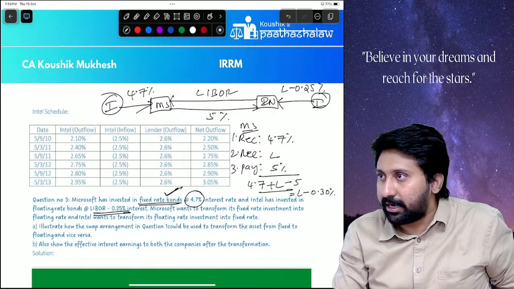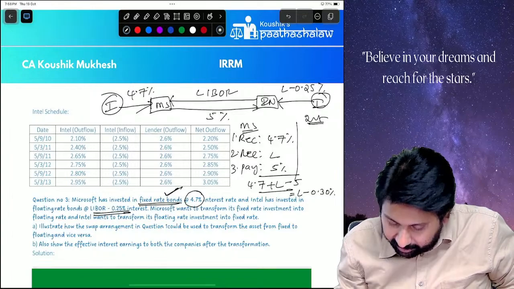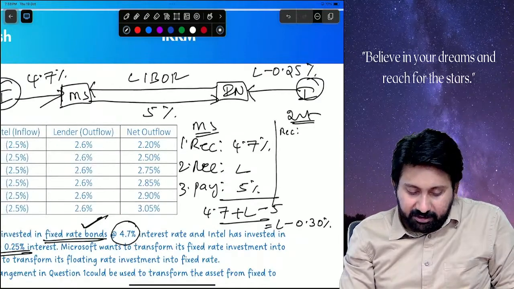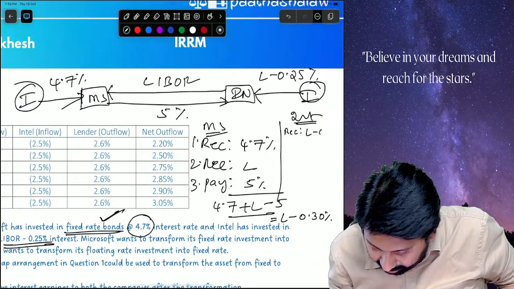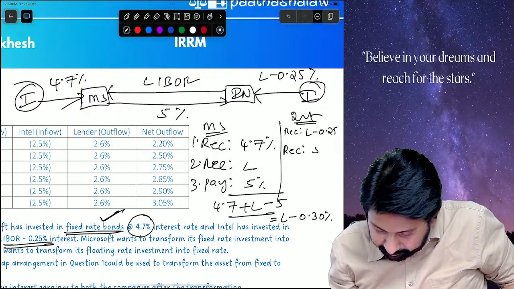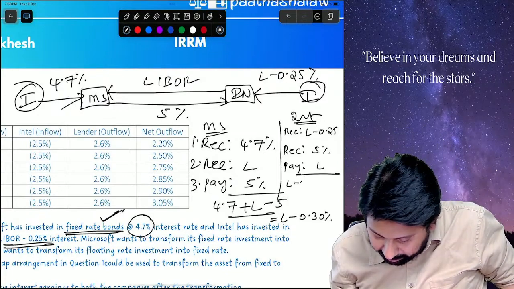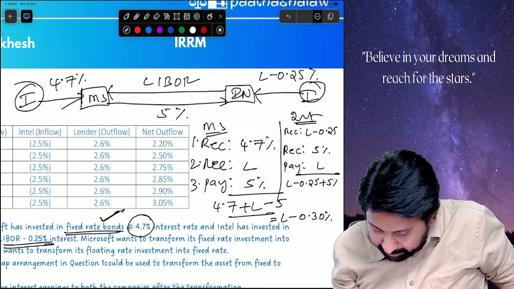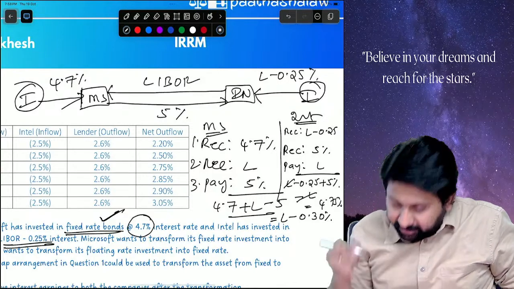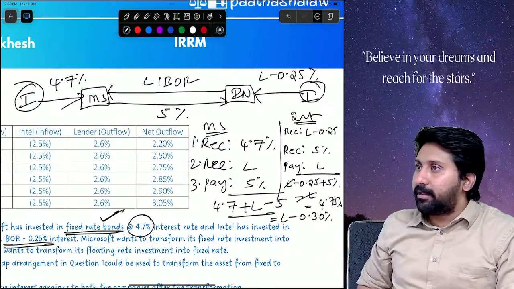Listening. Clear? Next, Intel. Tell me Intel's position also. It will receive from whom? The issuer. How much? LIBOR minus 0.25. It will also receive from Microsoft 5%. It will pay how much to Microsoft? LIBOR. So LIBOR minus 0.25 plus 5 minus LIBOR; minus LIBOR plus LIBOR cancel. How much? Tell me. What was Intel's original position? Floating. What does it want? Fixed. Converted.